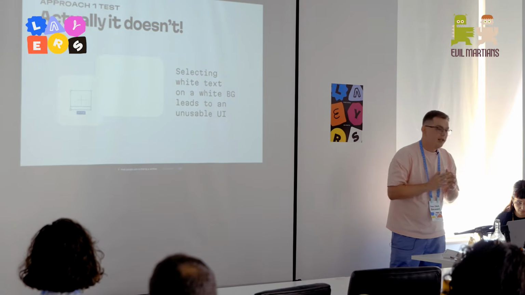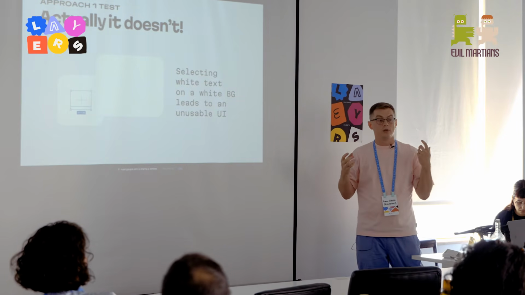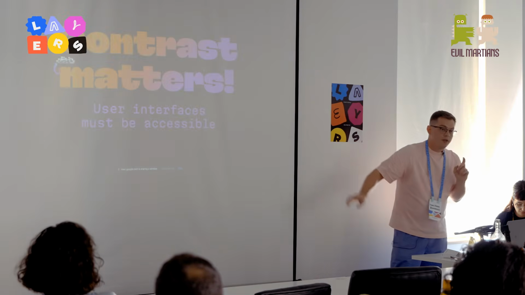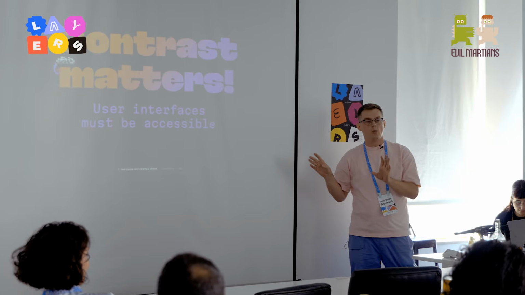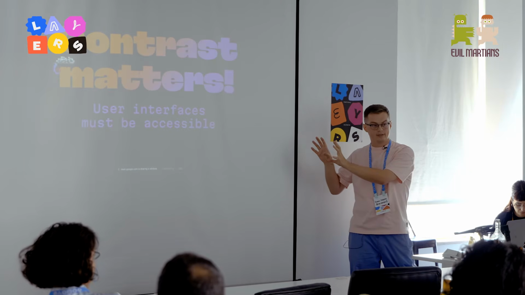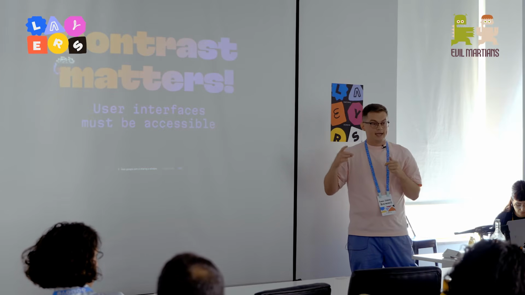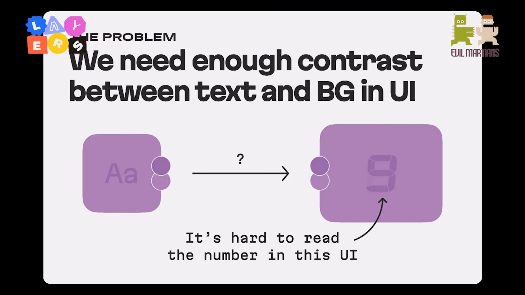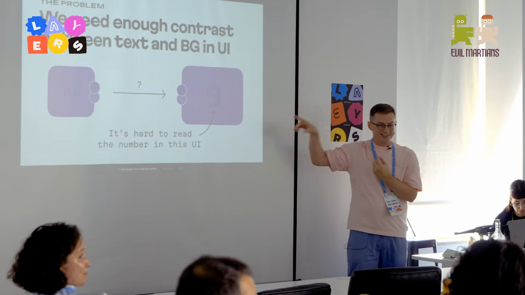And before we start, let's learn something from our failure. What have we learned? Right? The contrast matters. The user can select whatever colors they want. Our user interface should, must be accessible. Let's make this our guiding principle. We should make this user interface ensure enough contrast, enough distance between the text and the background.